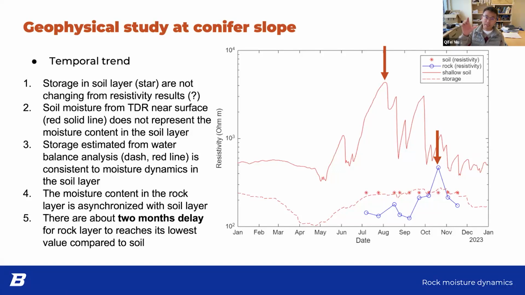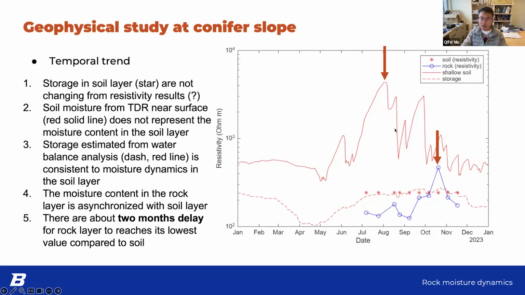For example, we have precipitation, we have ET, and then we can calculate the storage for this site overall. From that storage, we can calculate the average moisture content. From that line, we can also calculate the resistivity for comparison. And you can see that for the very shallow soil, the response is quite different from the others.